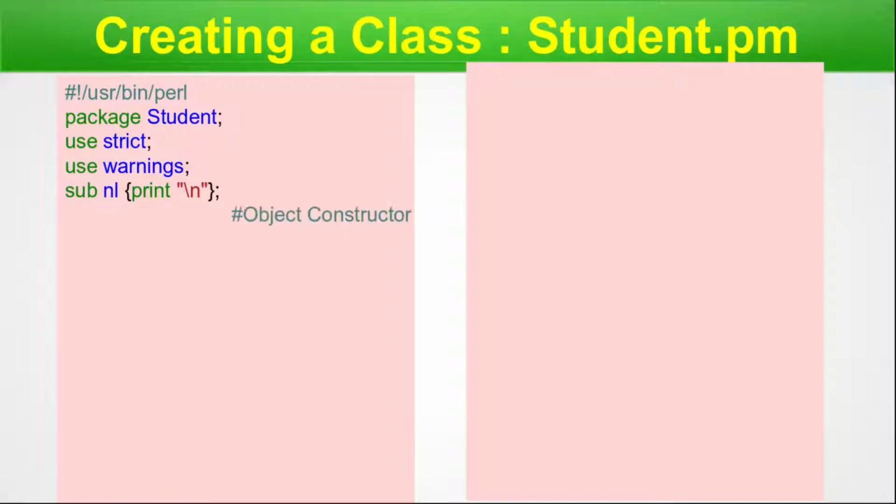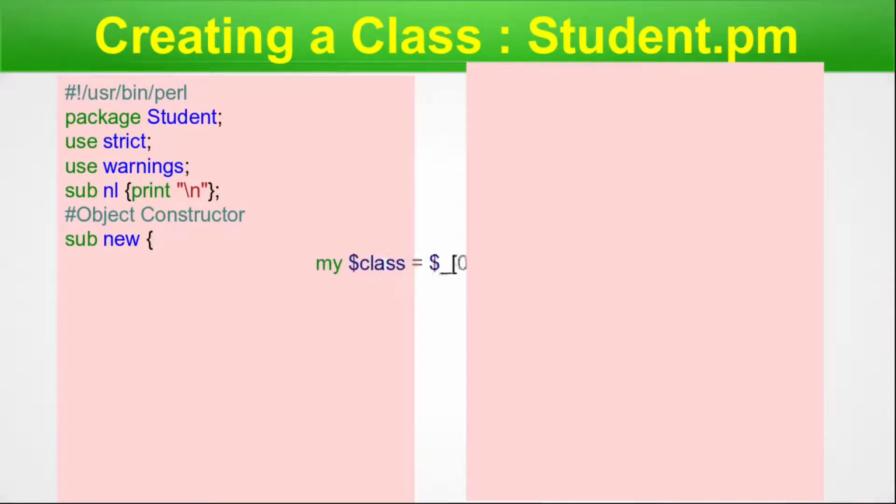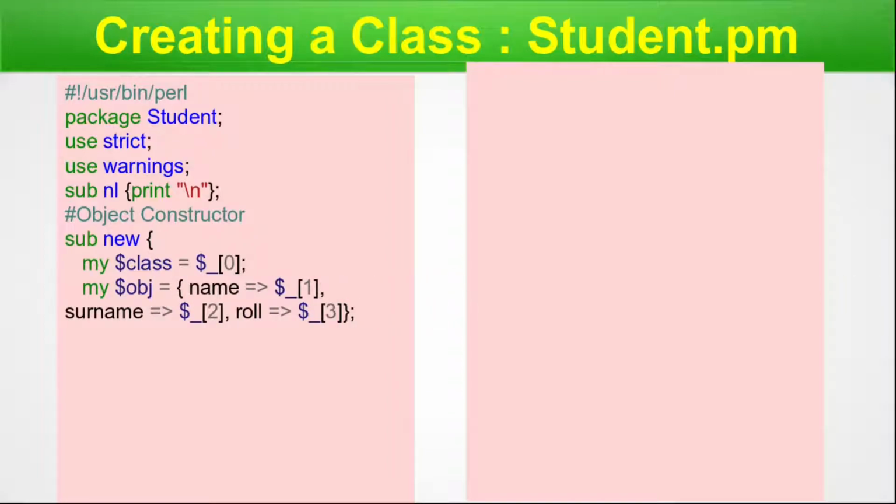So now we'll go to the constructor. This is mandatory. We write sub new, and inside that we write my $class = $_[0]. Whenever we use this method, which is specifically called a constructor, it will construct each object instance, and the first argument is the class's name. Then my $obj is basically a hash. You can see the data structure. The name is the key and the value is $_[1]. So the next arguments are coming in this way.